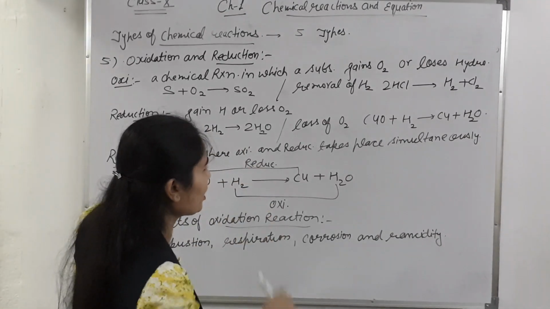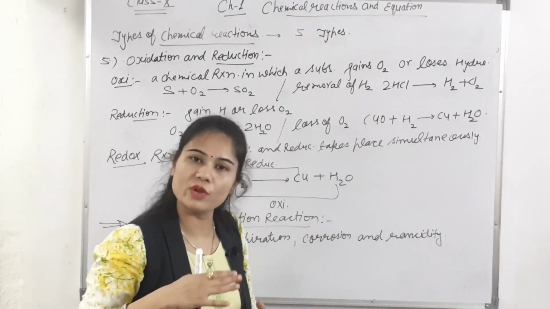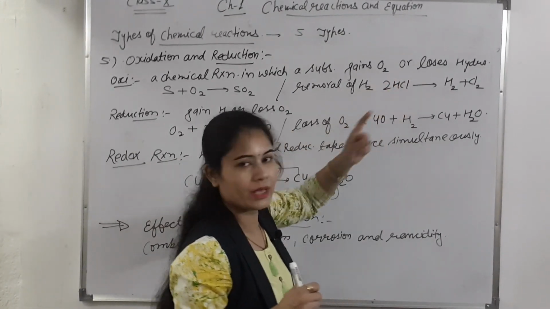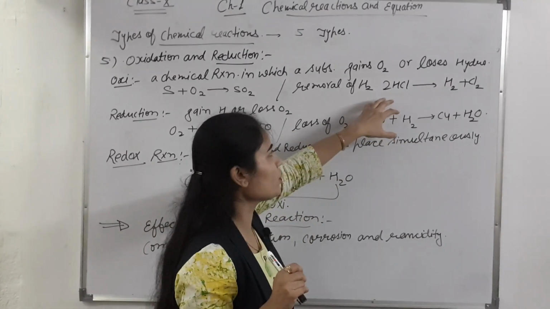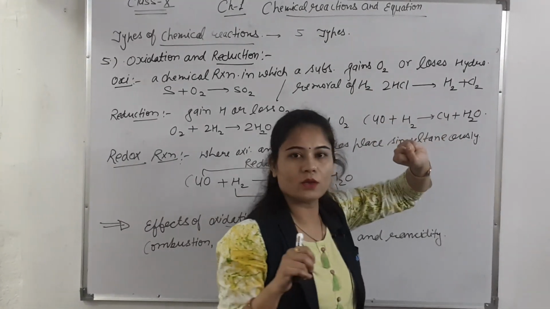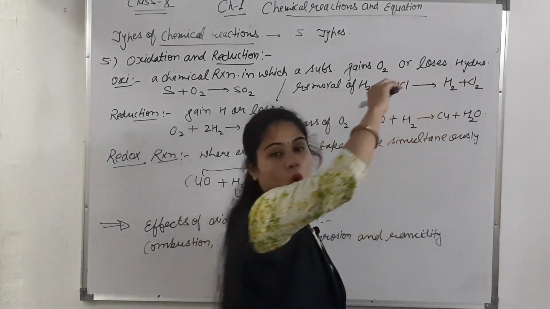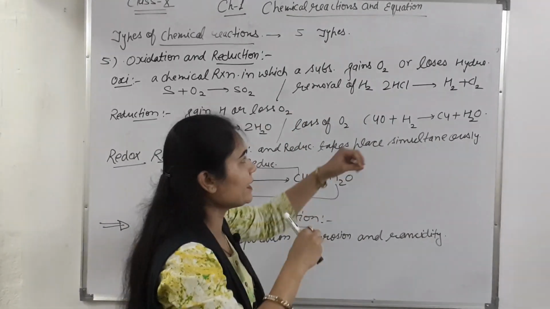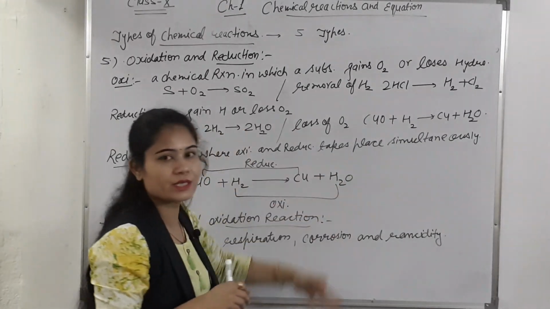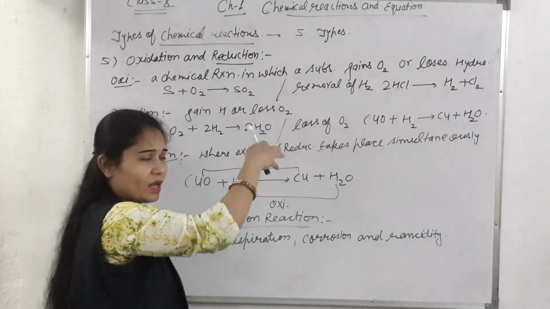Another definition of oxidation is removal of hydrogen. That means extra hydrogen will be removed. In this type of reaction we have hydrochloric acid, HCl. This hydrochloric acid decomposes and gives the products H2 plus Cl2. That means in the compound HCl, hydrogen is removed, or it has the tendency to lose hydrogen. So this reaction is known as an oxidation reaction. This chlorine is reduced by a reagent.